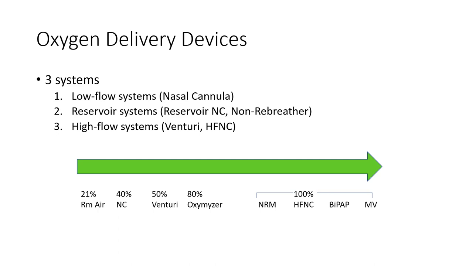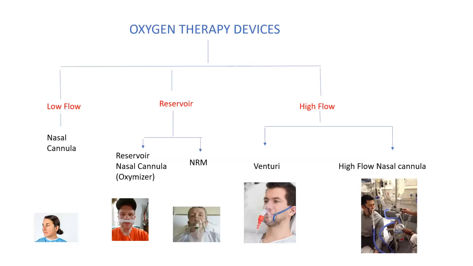So oxygen delivery devices can be low flow or high flow. Low flow devices deliver oxygen at a flow rate of 8 liters per minute or less. The flow rate is less than a normal adult requirement for inspiration. So these are the types of devices that we're going to talk about. When we take a look at the concentrations of oxygen that they deliver, they vary.